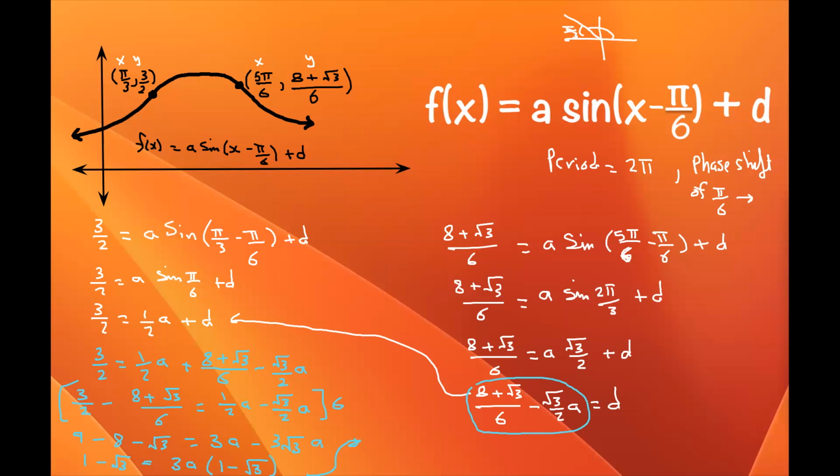And then I'm going to divide everything by 1 minus √3. So if I divide the left side by 1 minus √3, I'm going to get 1. And if I divide the right side by 1 minus √3, I'm going to get 3A. And therefore, A equals 1/3. And therefore, the equation will be f of x equals 1/3 sine x minus pi/6.